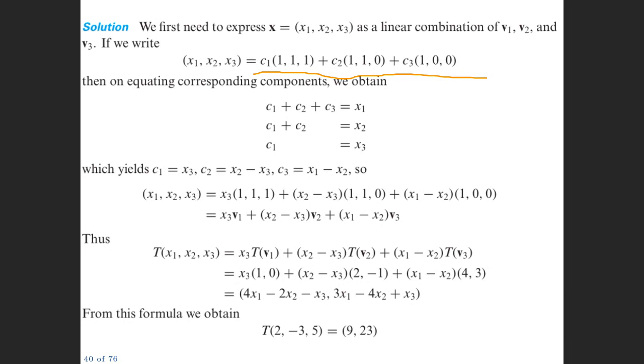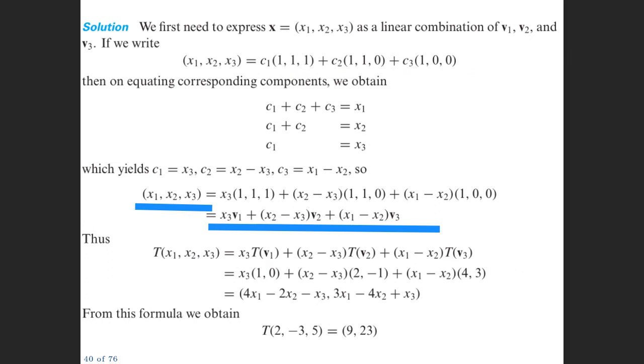So in other words, every vector can be written, after we found this, as x3 multiplied by v1 plus x2 minus x3 multiplied by v2 plus x1 minus x2 multiplied by v3. And therefore, T of (x1, x2, x3) is x3 multiplied by T of v1 plus x2 minus x3 multiplied by T of v2 plus x1 minus x2 multiplied by T of v3. All I'm doing is taking this formula for x, and then taking T of each vector.